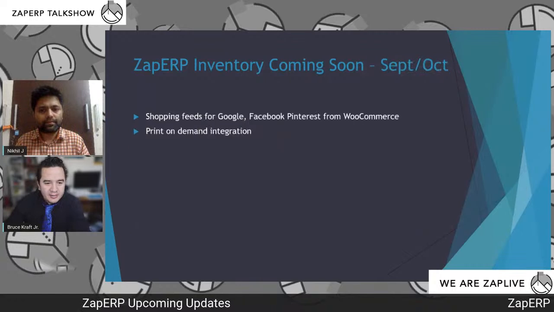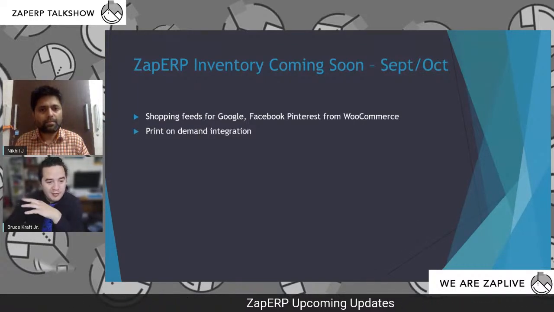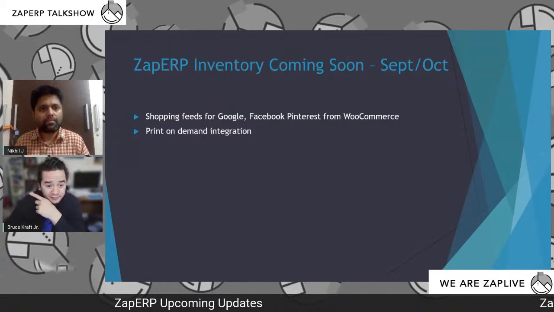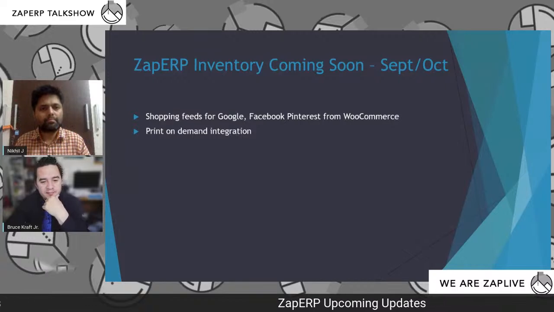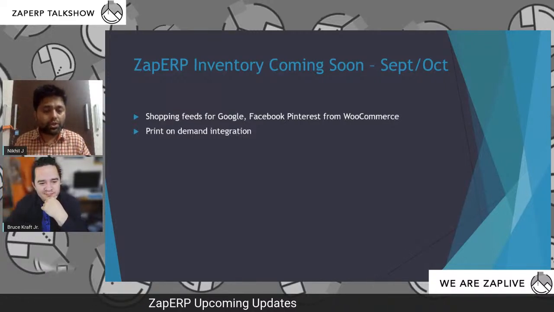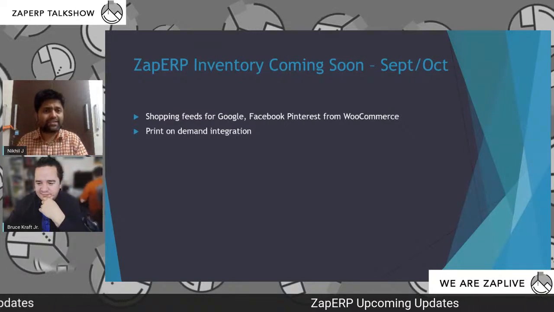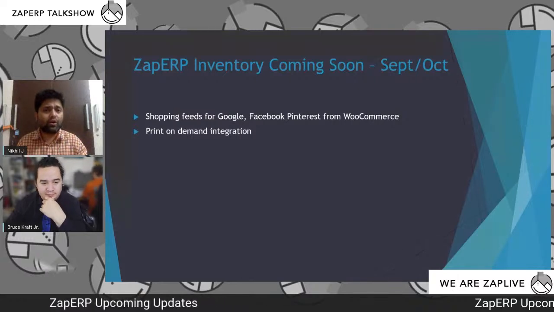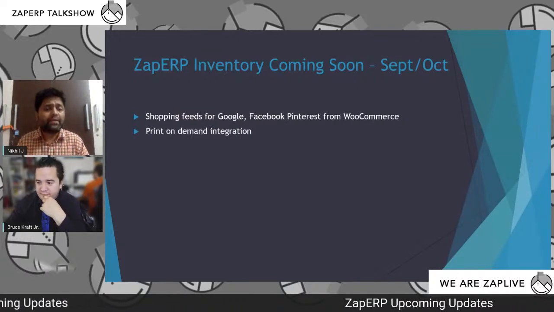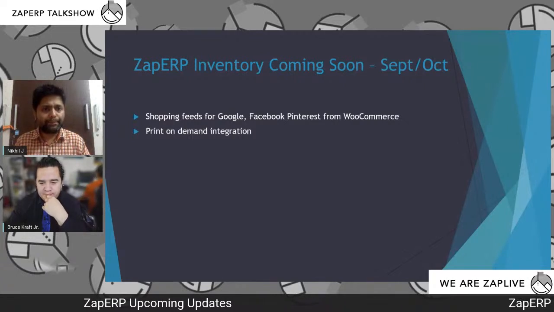Perfect. All right. And long term, so something that's going to happen in the next quarter, I see that print on demand and shopping feeds for Google Shopper. Yes. So yes, and we will definitely try to move this in our priority list more into July or August timeline. But right now, these are planned for September or October.